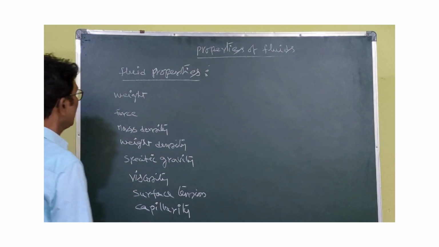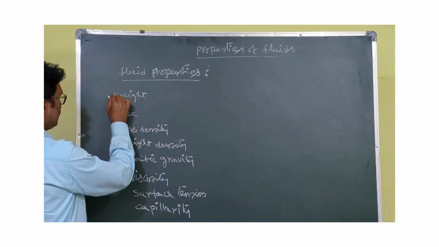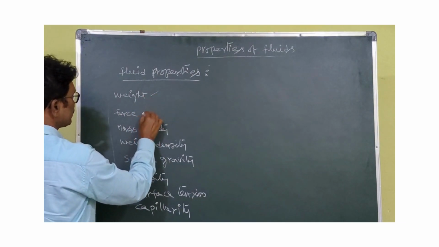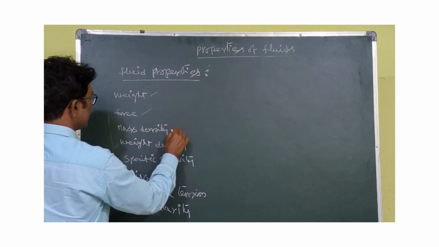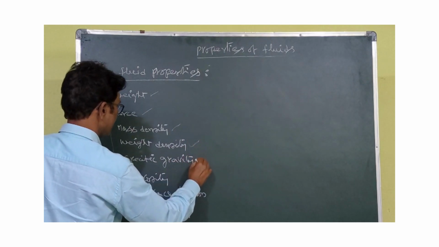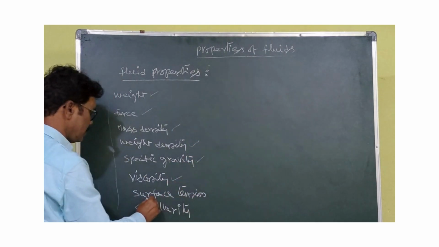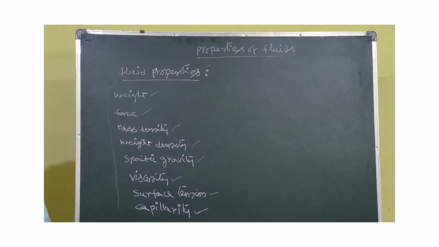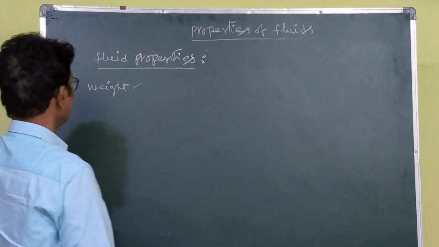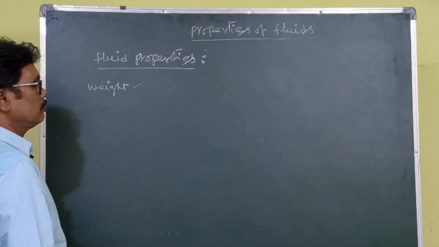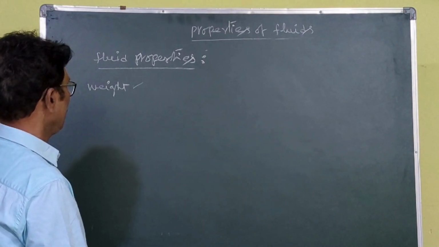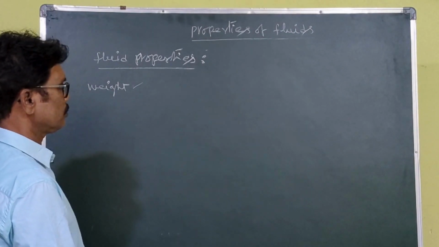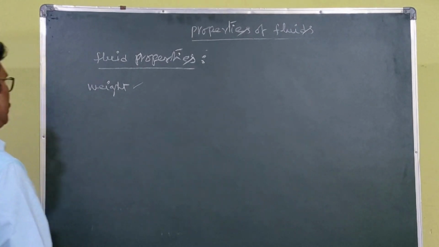Okay, coming to fluid properties, these are the properties: weight, force, mass density of the fluid, weight density of the fluid, specific gravity of the fluid, viscosity of the fluid, surface tension, and capillarity. These are the properties we are going to learn. Okay, first we can understand the weight. Of course, in the last video we learned about velocity, acceleration, speed, acceleration due to gravity.